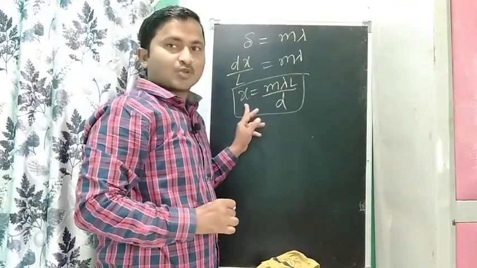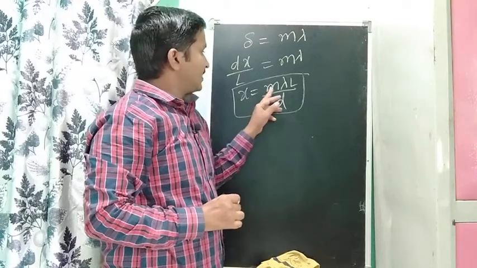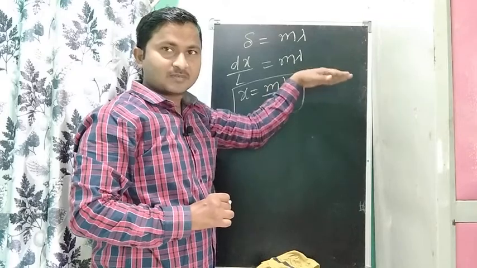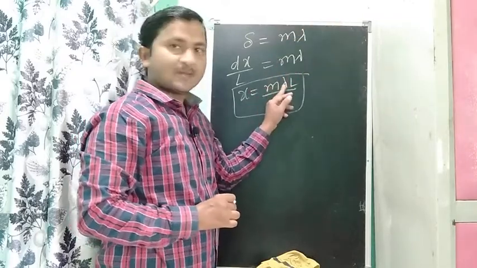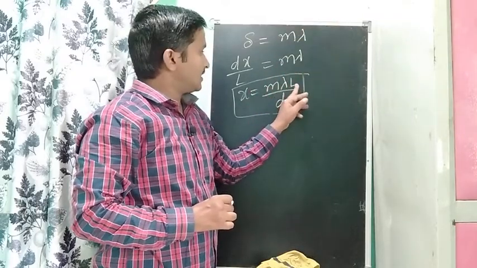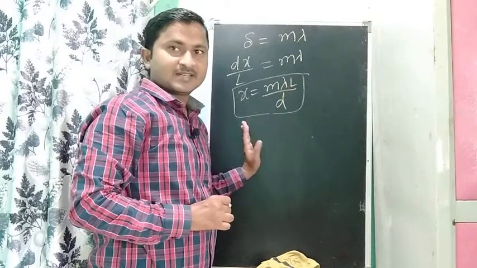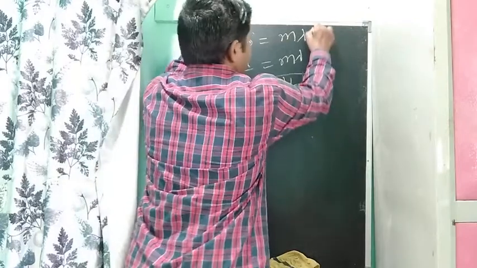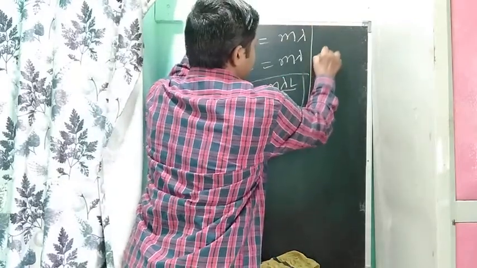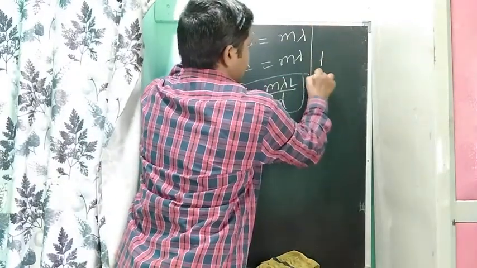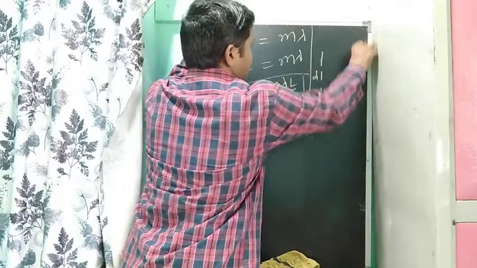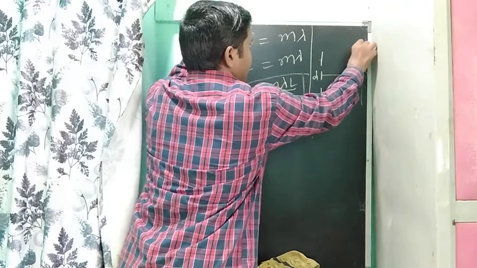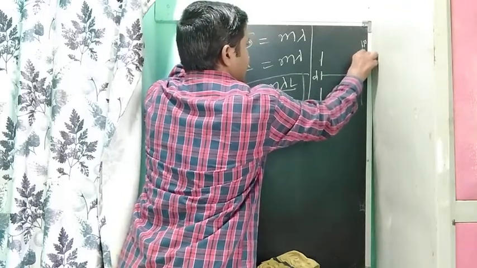Here x is the position of the bright fringe and m is the fringe number: first bright fringe, second, third, and so on. Lambda is the wavelength of light used, L is the distance between the slits and the screen, and d is the distance between the two slits. Again I will redraw the diagram simply. This is the distance between them, this is the screen, this is the center O, and P is a point which is at a distance x.